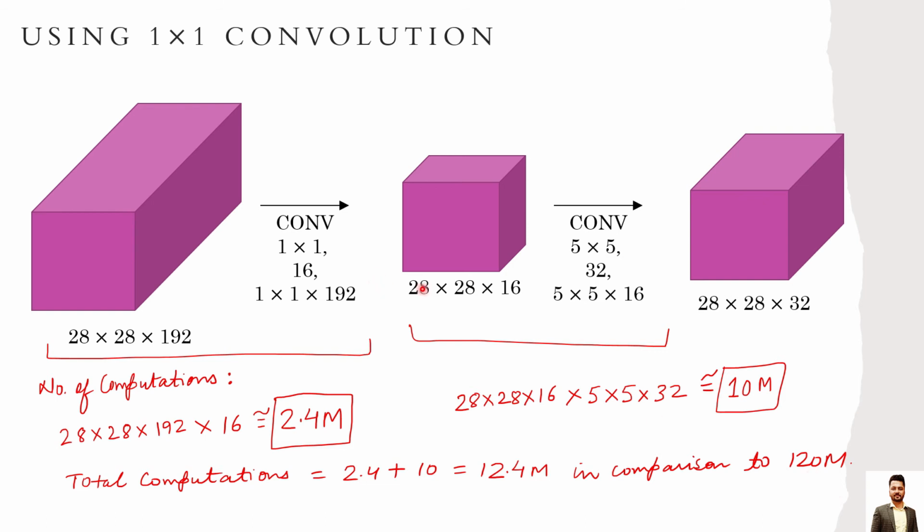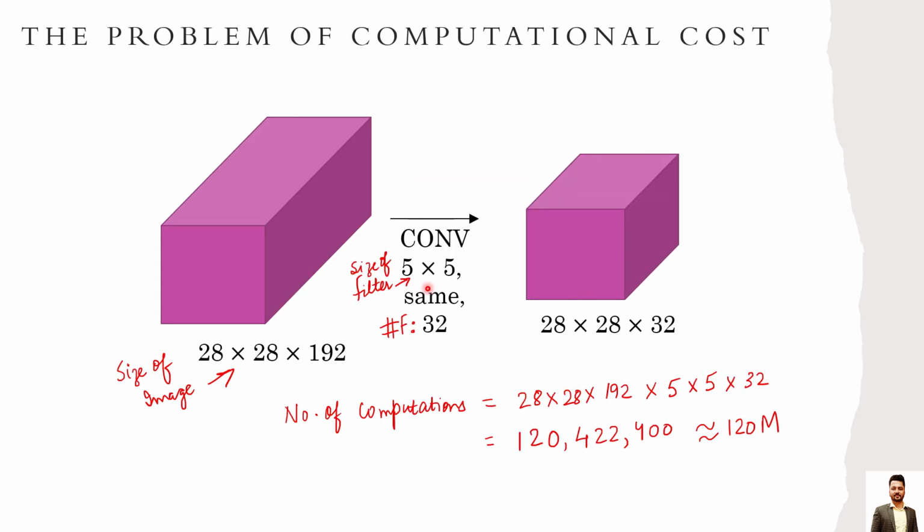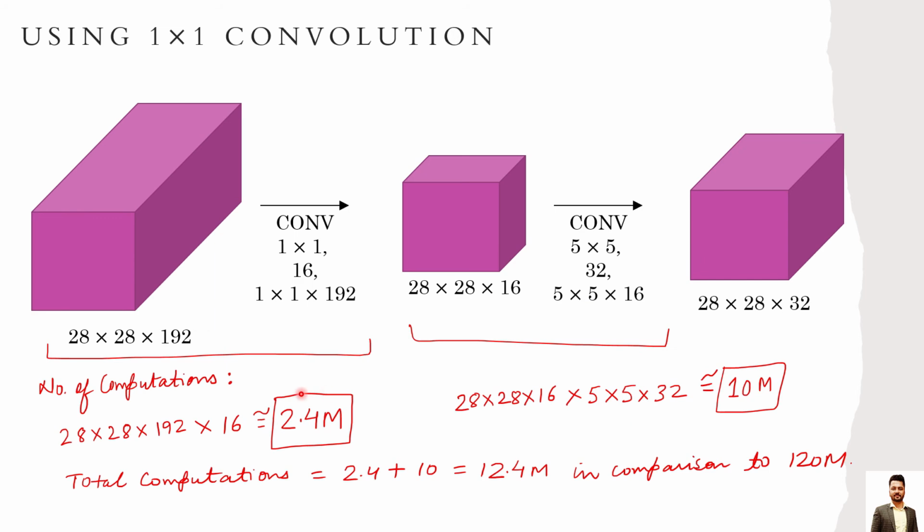Now how did this happen? We had used only a 5 cross 5 filter here, and because of that we had 120 million computations. But when we combined this 5 cross 5 with 1 cross 1 filtering, we achieved a total of 12.4 million computations. So this is the advantage of using 1 cross 1 convolution, and this was used very heavily in the Inception module.